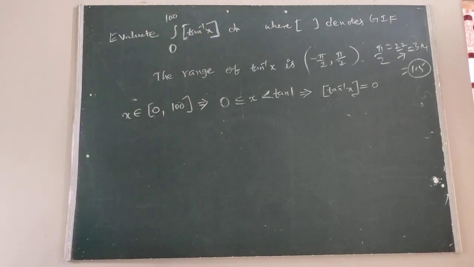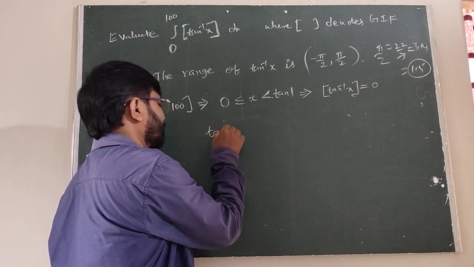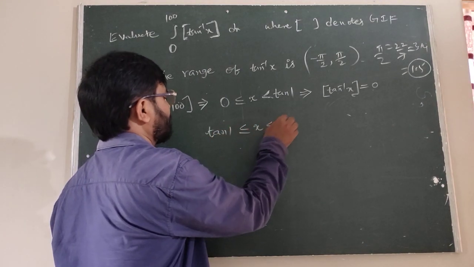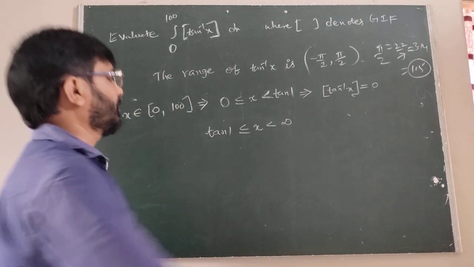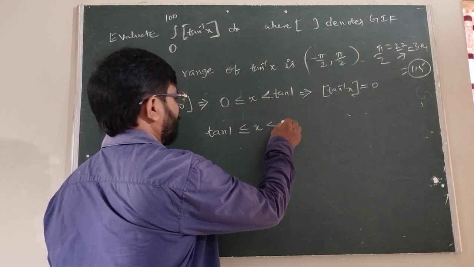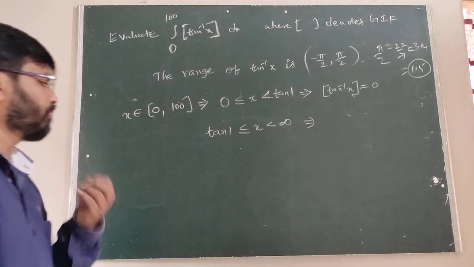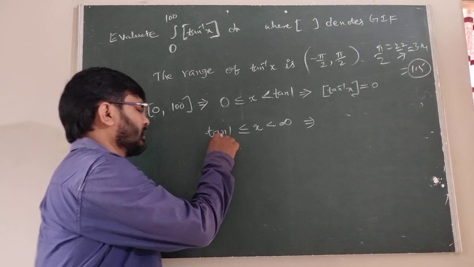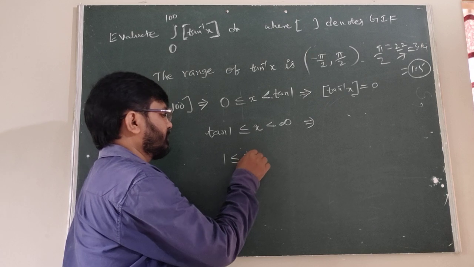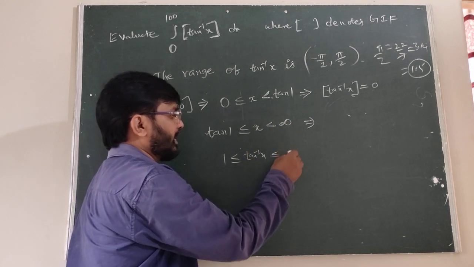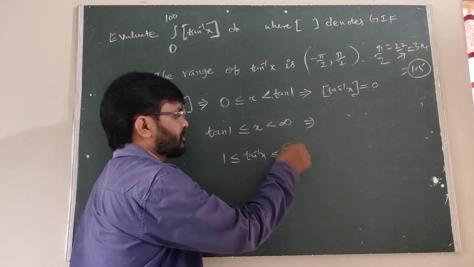When we are taking x from tan 1 to infinity, that is tan 1 less than or equal to x less than infinity, we have to know that tan 90 is infinity. When we apply tan inverse on both sides, tan inverse cancels tan, leaving tan inverse of x. Therefore here it is tan inverse of infinity. Infinity is the value of tan 90. Just now we discussed this.